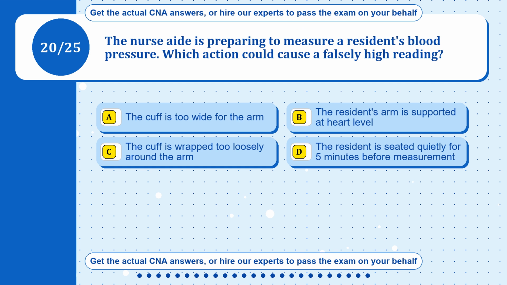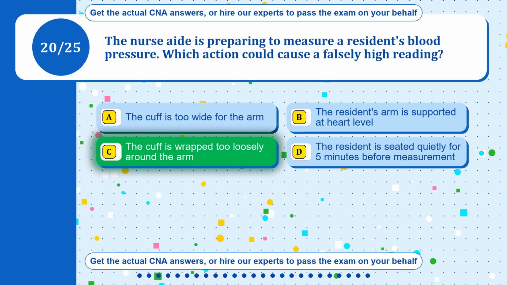Question 20. The nurse aide is preparing to measure a resident's blood pressure. Which action could cause a falsely high reading? Option A, the cuff is too wide for the arm. Option B, the resident's arm is supported at heart level. Option C, the cuff is wrapped too loosely around the arm. Option D, the resident is seated quietly for 5 minutes before measurement. The correct answer is option C, the cuff is wrapped too loosely around the arm.